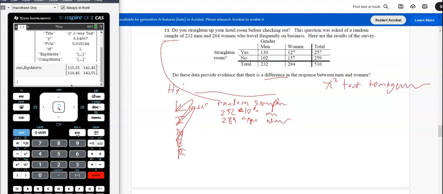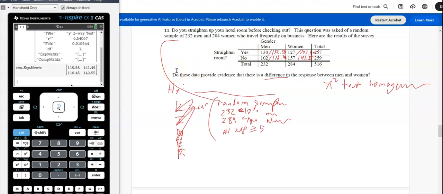So I would write those in here. So just write 115.55, 141.45. Sorry, so sloppy. 116.45, and then 142.55. So you write those in there so you have them. And now when you say all expected counts are greater than or equal to 5, you have them shown somewhere on the paper, so that counts. So those are your 3 conditions that you've got there.